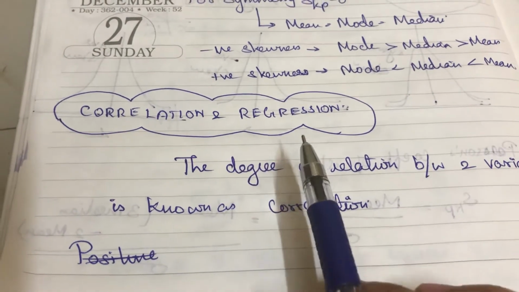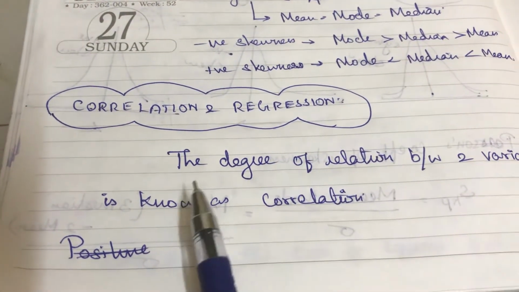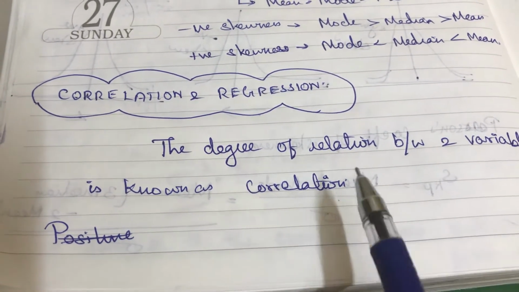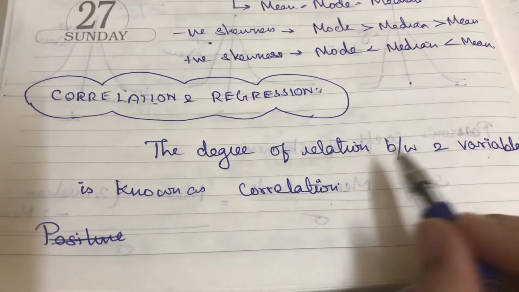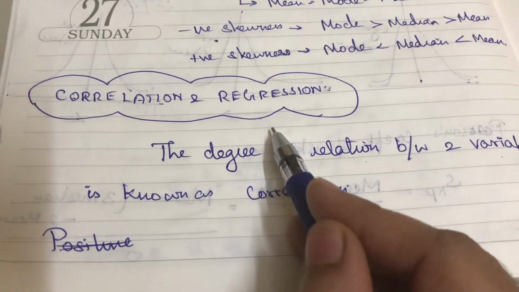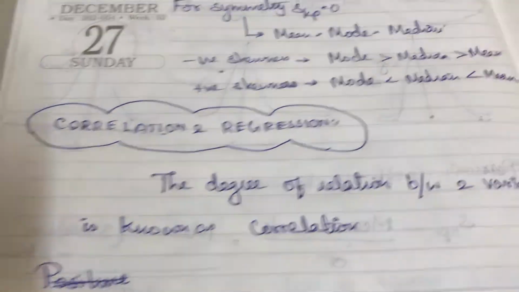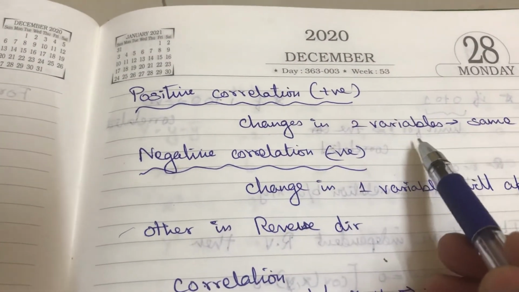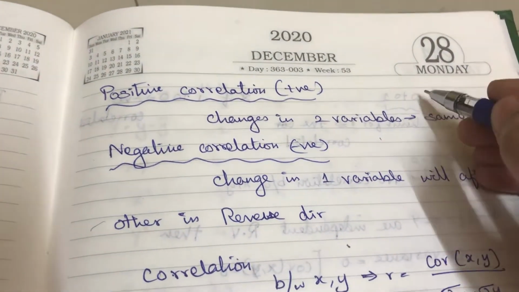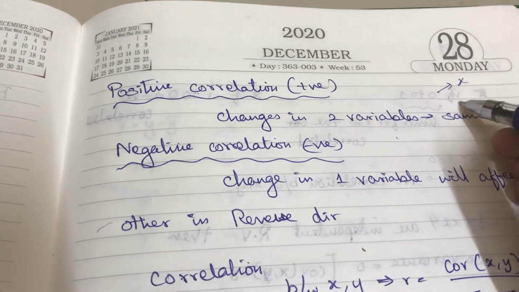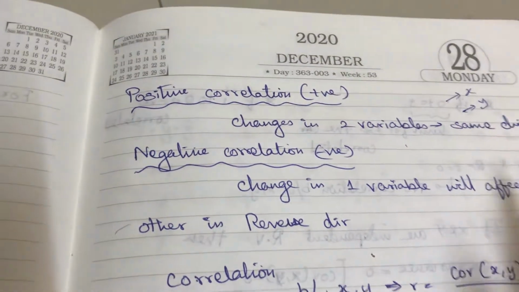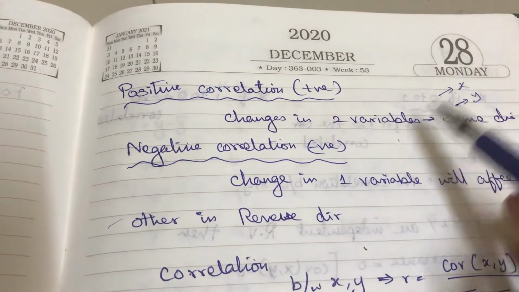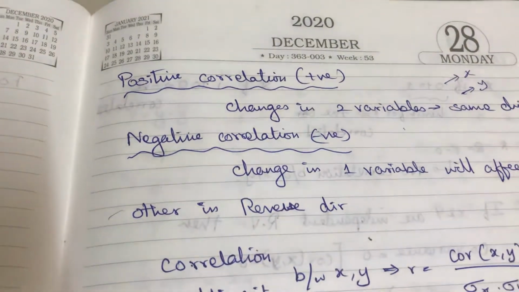And then correlation and regression. The degree of relation between two variables is called correlation. So when two variables are related by degree, it is correlation. Positive correlation means changes in the two variables will be in the same direction, like if x goes in a direction and y also goes in the same direction, it is positive.